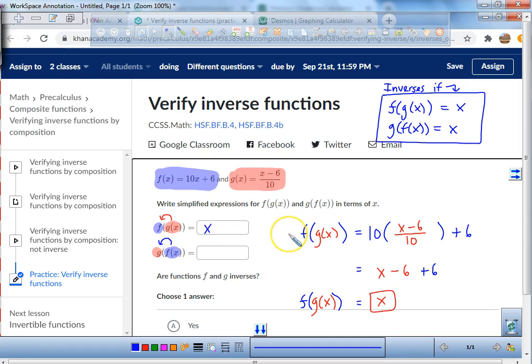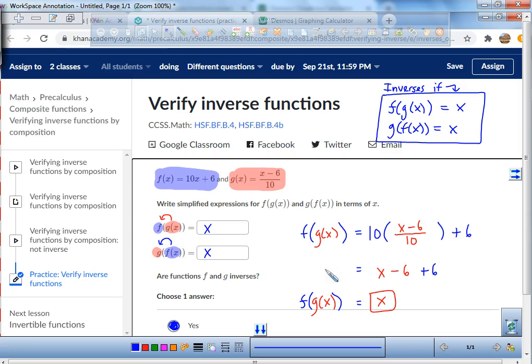Now, here's the thing. Here's a quick little info to help you guys save yourself some work. I'm just letting you know, if you did all the math correctly and f of g of x equals x, then I guarantee you that g of f of x will also equal an x. And if they both equal x, which they will, this is going to be a yes. They are definitely inverses.